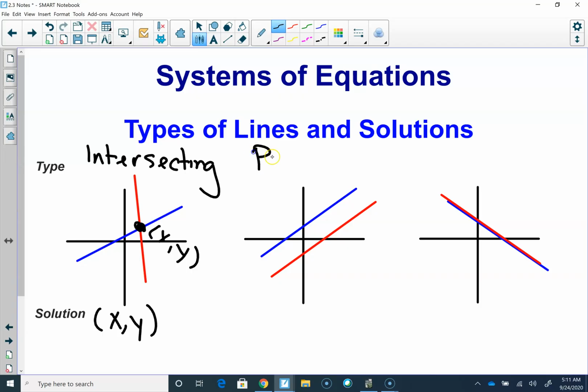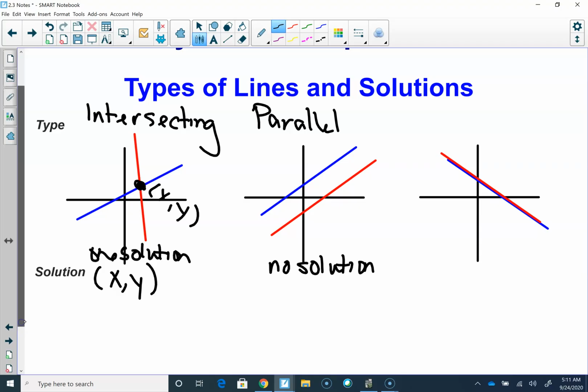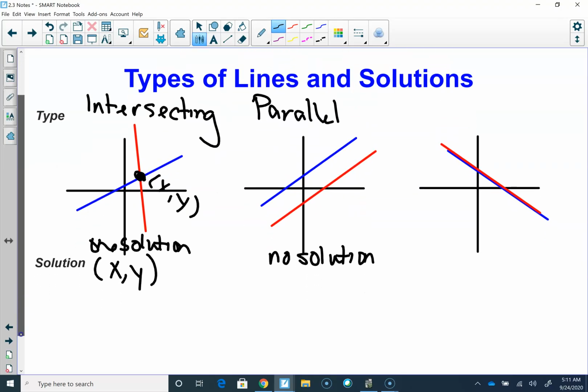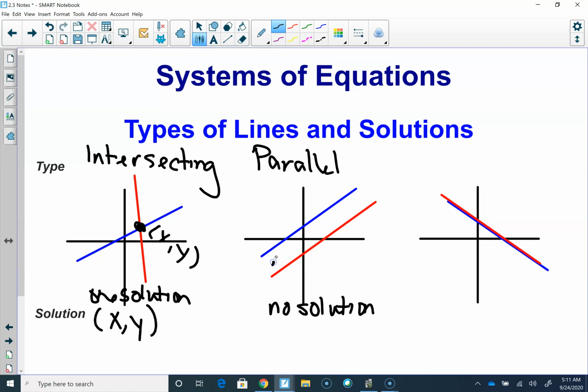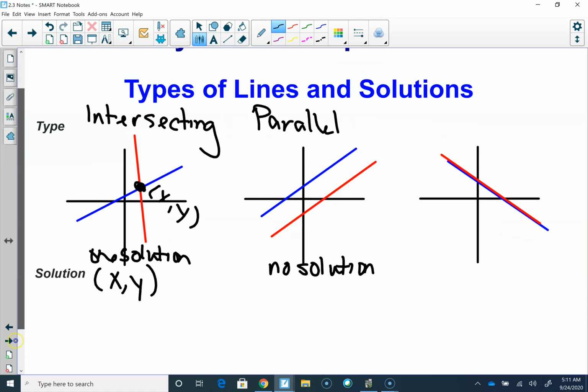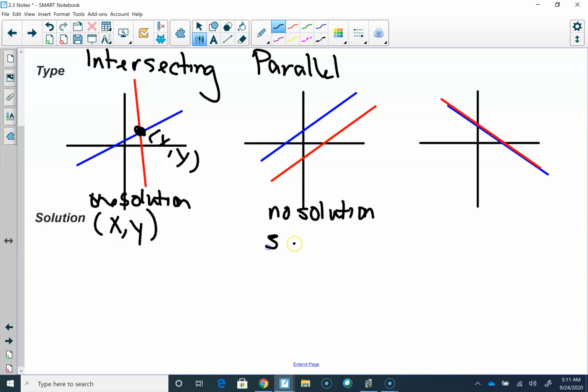These lines are parallel lines. And parallel lines have no solution. By the way, these have one solution. And parallel lines, just for informational sake, have the same slope. It just hops every time I do that. There we go. Same slopes. Different y-intercepts.